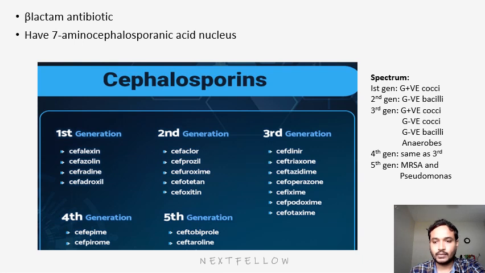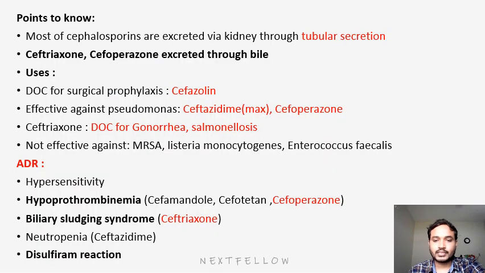Next, coming to the pharmacokinetic properties of cephalosporins. These are beta-lactams, so they are also excreted by the kidney. Most cephalosporins are excreted by the kidney through tubular secretion, except ceftriaxone and cefoperazone, which are excreted in the bile. This is an MCQ. Ceftriaxone and cefoperazone are both very important drugs. Both belong to the third generation, and they are excreted in the bile.